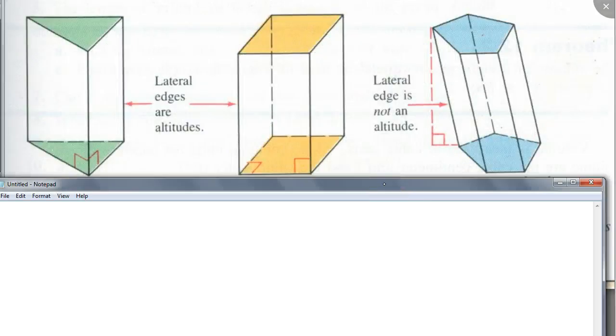Take a look at these 3 prisms. What do you notice? Look at the first 2 versus the last one. Lateral edges are the altitude for both of these. Look at this one. The lateral edge is not an altitude for the third one. Guess what the first 2 of them are called? Right prism. Very good, and we talked about this. Guess what the last one is?